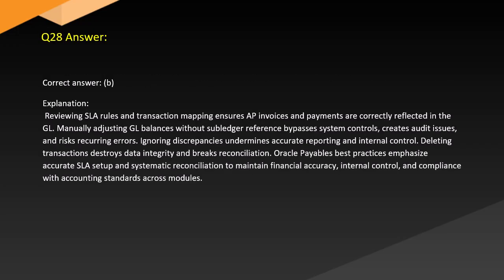Answer. Correct answer. B. Explanation. Reviewing SLA rules and transaction mapping ensures AP invoices and payments are correctly reflected in the GL. Manually adjusting GL balances without subledger reference bypasses system controls, creates audit issues, and risks recurring errors. Ignoring discrepancies undermines accurate reporting and internal control. Deleting transactions destroys data integrity and breaks reconciliation. Oracle Payables best practices emphasize accurate SLA setup and systematic reconciliation to maintain financial accuracy, internal control, and compliance with accounting standards across modules.